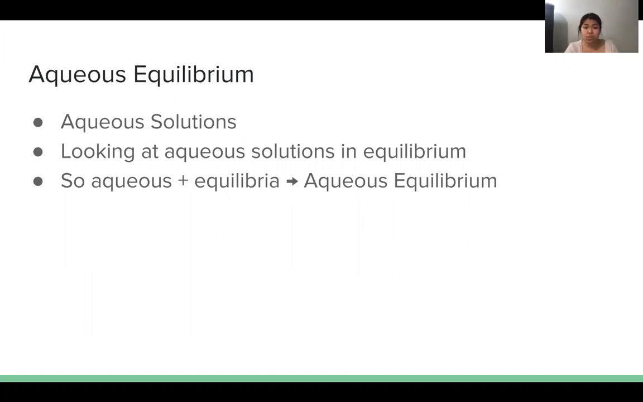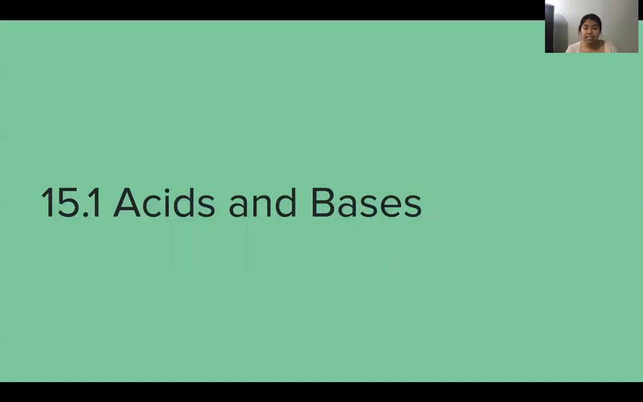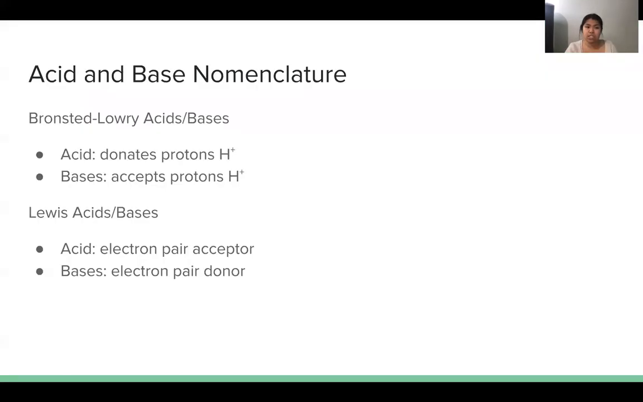So as we get started, we're going to go to 15.1, acids and bases. And if you recall from lecture, Dr. Jang covered two particular types of acids and bases. And what were those? Well, those were Bronsted-Lowry acids and bases and Lewis acids and bases. Now, what makes the difference between those acids and bases? Let's start to cover that.